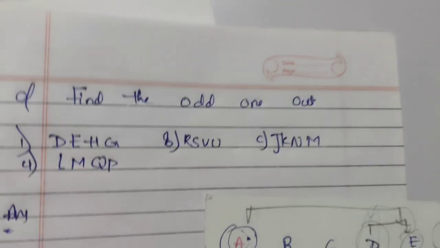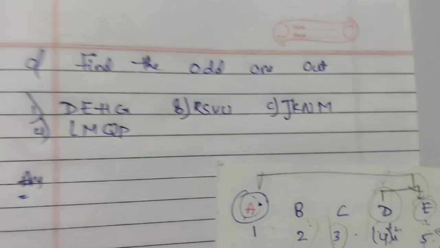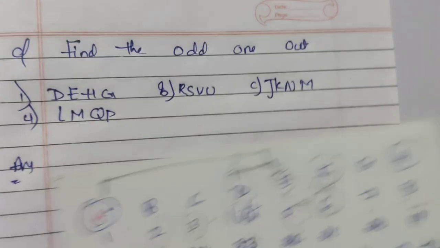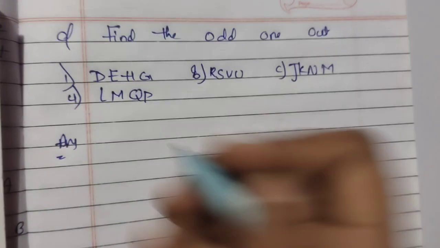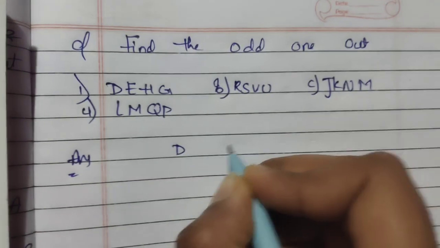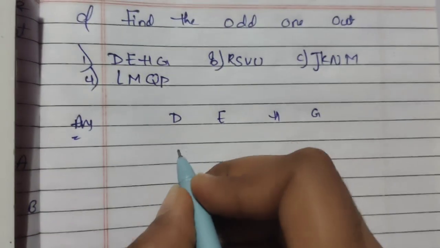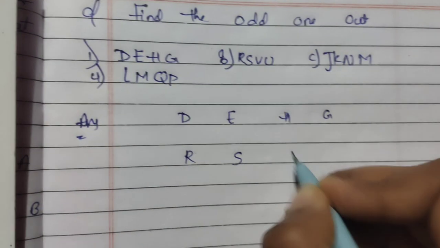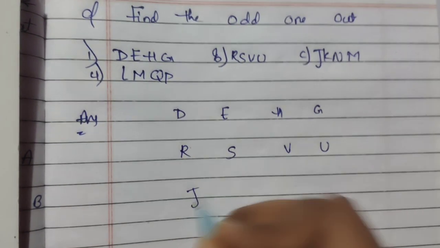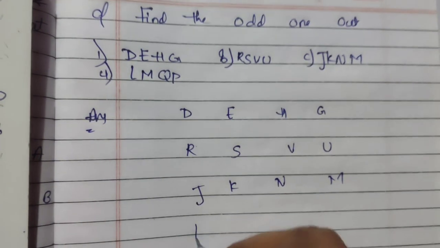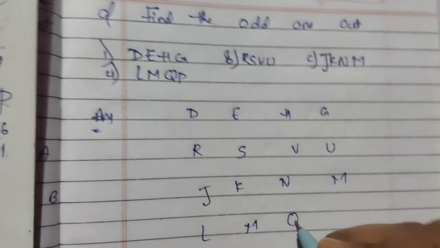Find the odd one out. Odd one out means the series that is not following the pattern that all the other options are following. So first of all we have to find the pattern. This is D, E, H and G. We'll write first all the letters: R, S, V, U, then J, K, N, M. Next it is L, M and then Q and P.